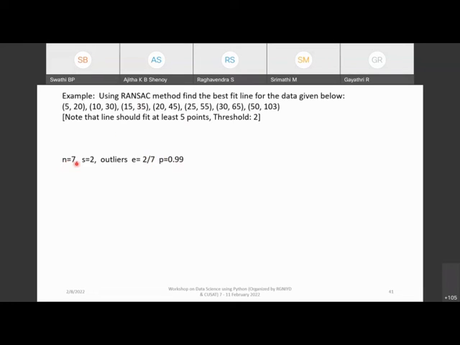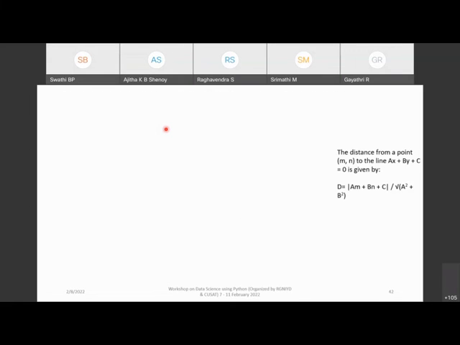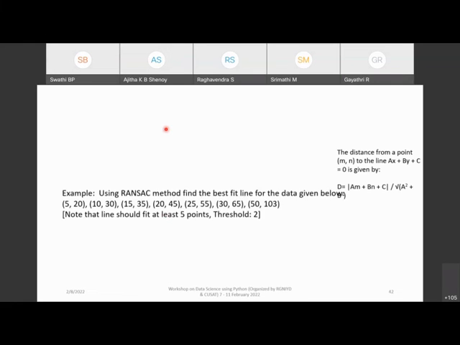So N is equal to 7 here, and s is equal to 2. e is equal to 2 by 7. P equal to 0.99. Now I will use this formula: capital N is equal to log(1 minus P) divided by log(1 minus (1 minus e) raised to s). Using that, I will get N is equal to 7. So that means at the max I need to run this particular algorithm 7 times to get a good fit for the data.